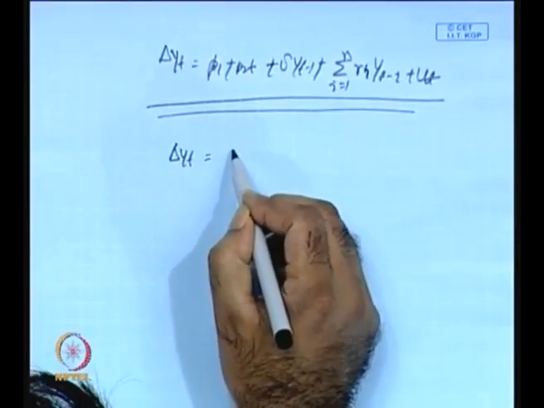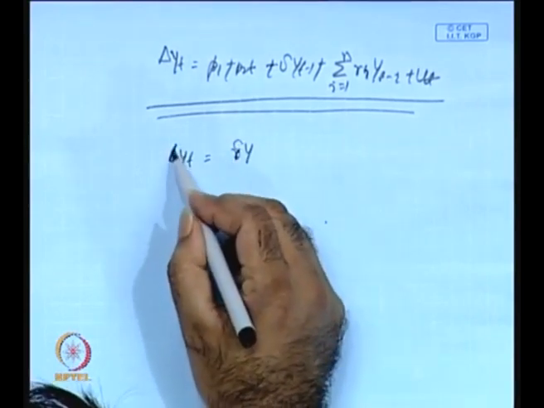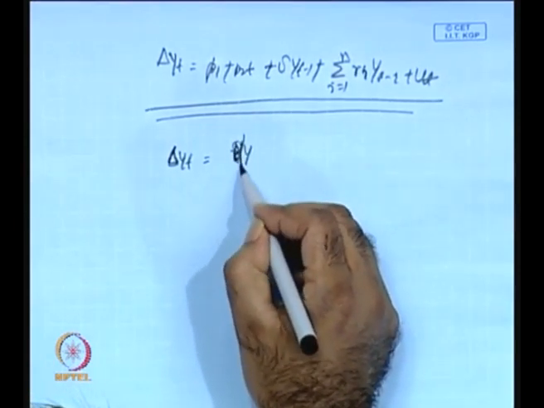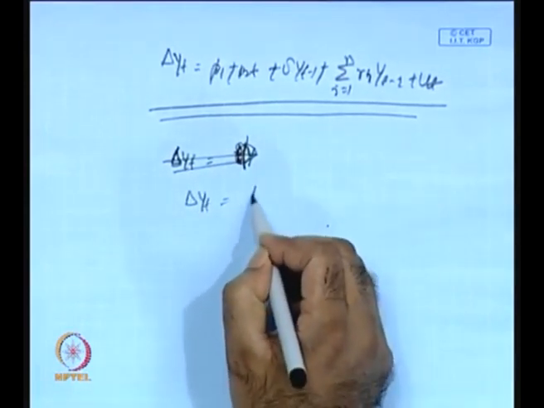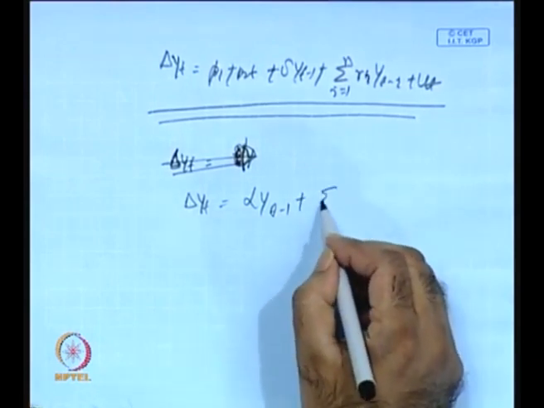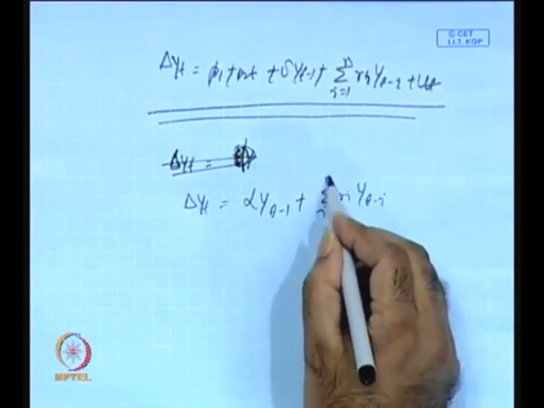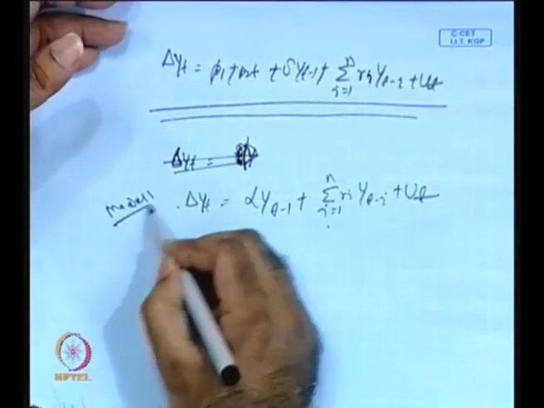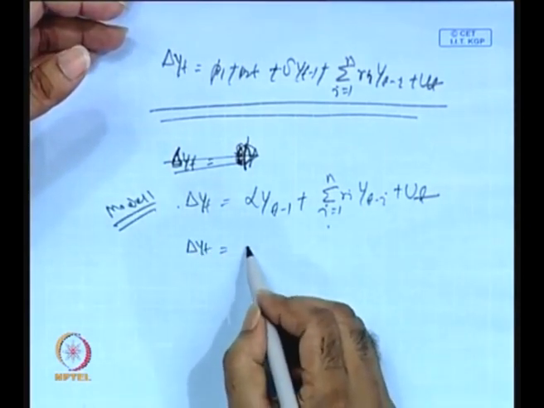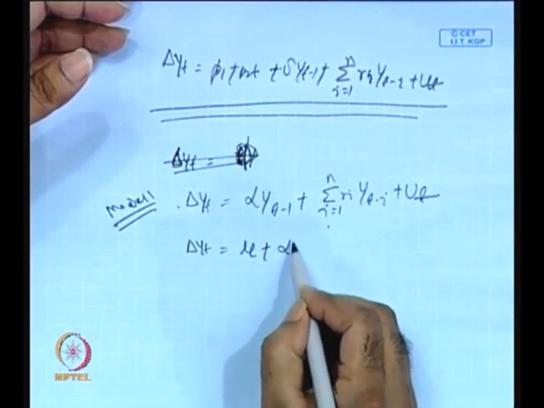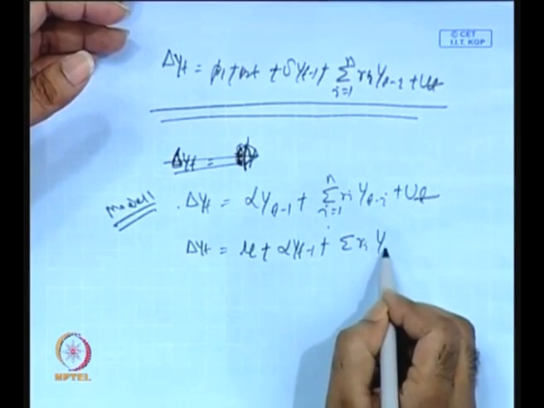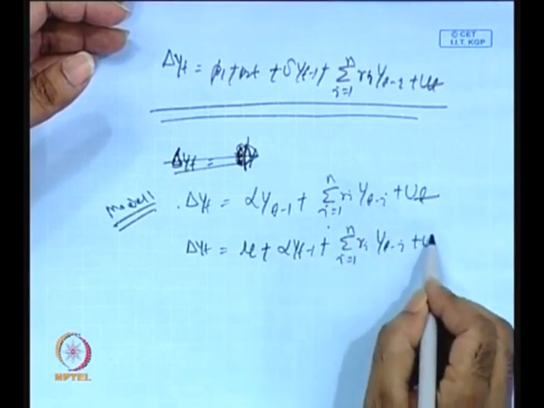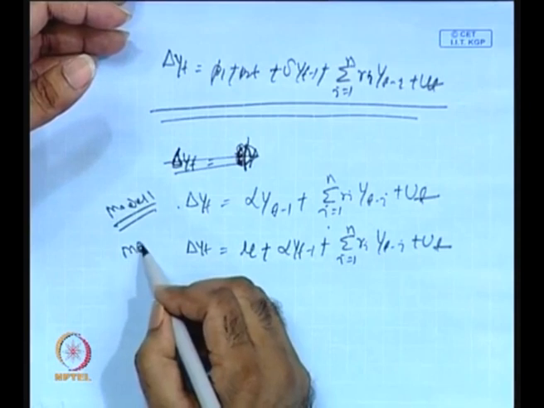Like the Dickey-Fuller test, it has three different versions. So, let me highlight the three different versions here. Delta y t equal to alpha y t minus 1, okay, plus summation gamma i y t minus i, i equal to 1 to n, plus u t. This is model 1. Then I will write delta y t equal to mu plus alpha y t minus 1 plus summation gamma i y t minus i, i equal to 1 to n, plus u t. This is another form, called model 2.